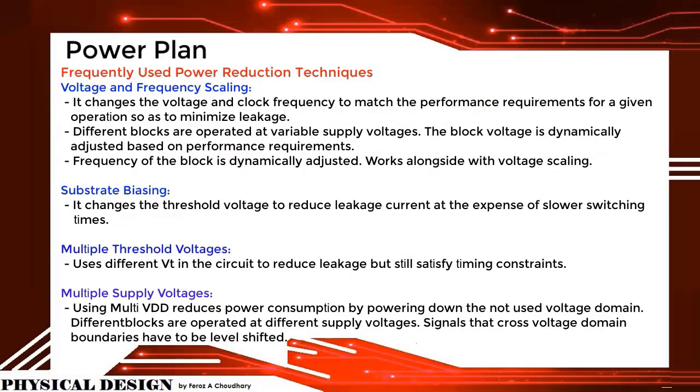Substrate biasing. It changes the threshold voltage to reduce leakage current at the expense of slower switching times. Multiple threshold voltage uses different VT in the circuit to reduce leakage but still satisfy timing constraints. Multiple supply voltages. Using multi-VDD reduces power consumption by powering down the unused voltage domain. Different blocks are operated at different supply voltages. Signals that cross voltage domain boundaries have to be level shifted.